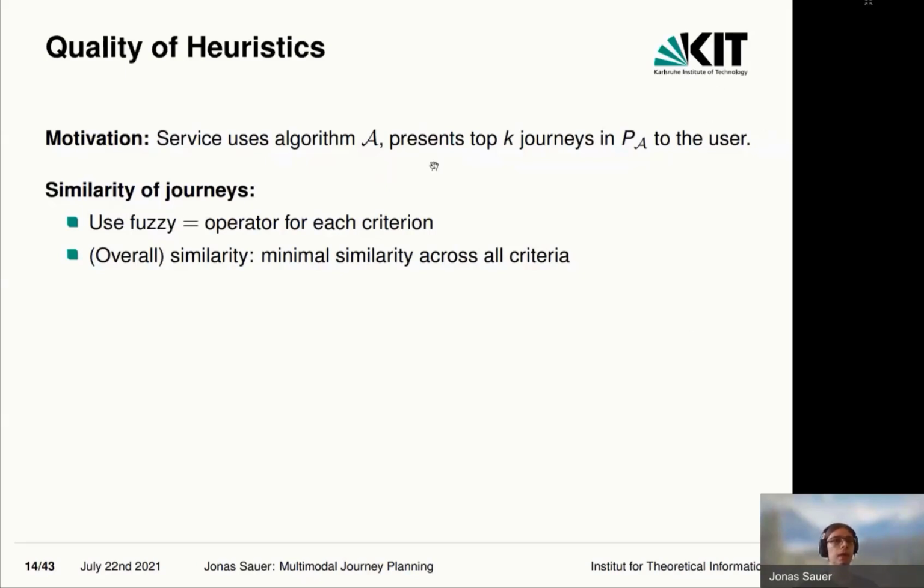So how do we measure the similarity of journeys? We can use our fuzzy equality operator for that, applied to each criterion. And the overall similarity between two journeys is simply the minimal similarity across all criteria.